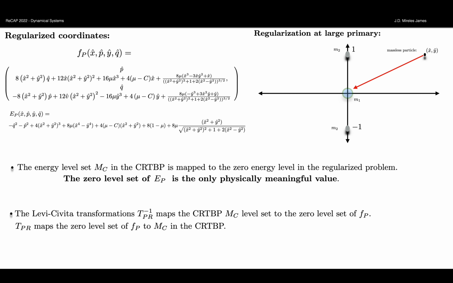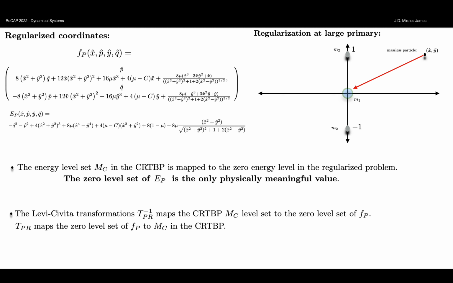The transformations, these Levi-Civita transformations, again, it's very important that they automatically enforce this. They're going to take the energy level set C in the original coordinates to the energy level set 0 in the regularized coordinates and vice versa. Okay? So let's try to actually look at the set of collisions.